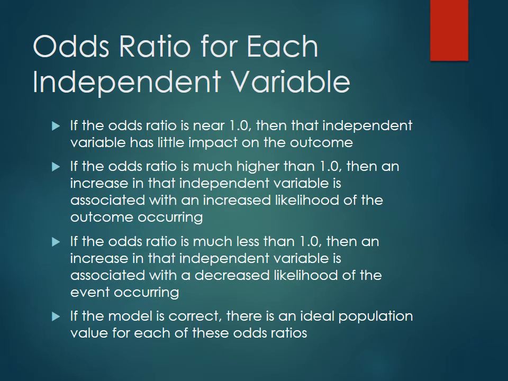If the odds ratio is near 1, because it's a ratio, if it crosses 1, we know that the result is going to be not significant, and that that particular variable is going to have little impact on whether these women are going to be obese or not. If the odds ratio is much higher than 1, what do you think that tells you?